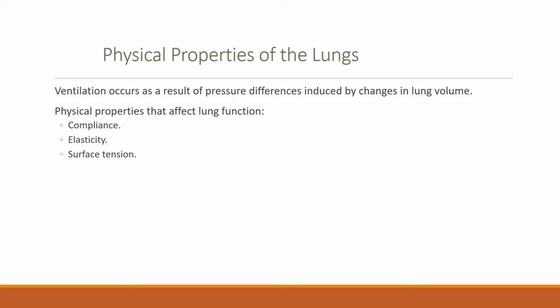Some of the physical properties of the lungs with ventilation have to do with the changes in lung volume. And so 3 different things can affect the lung functions. We have compliance, elasticity, and surface tension, where compliance will be the stretching, elasticity will be the changes in the recoil ability, and surface tension will occur within the alveoli.